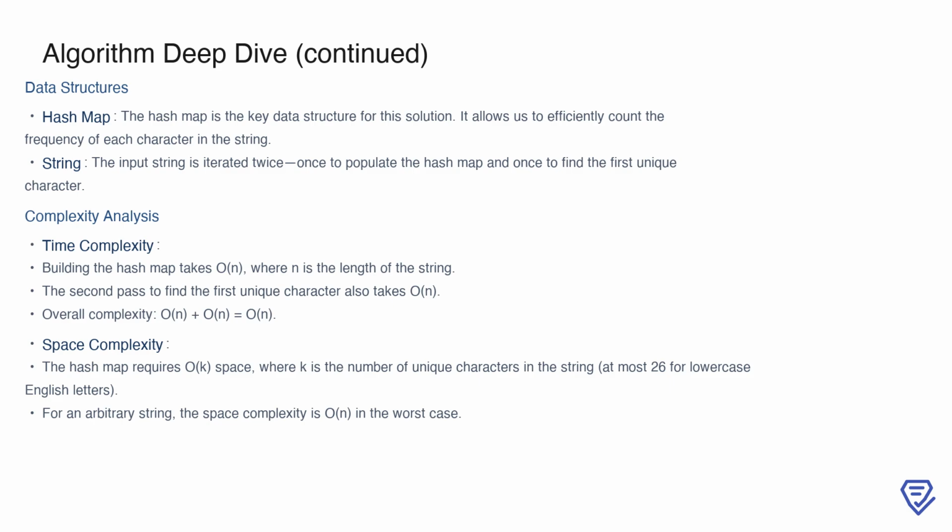For space complexity, the hash map requires O(k) space, where k is the number of unique characters in the string. For lowercase English letters, the maximum value of k is 26. In the worst case, where all characters in the string are unique, the space complexity is O(n). This combination of time and space efficiency makes the algorithm suitable for large inputs.